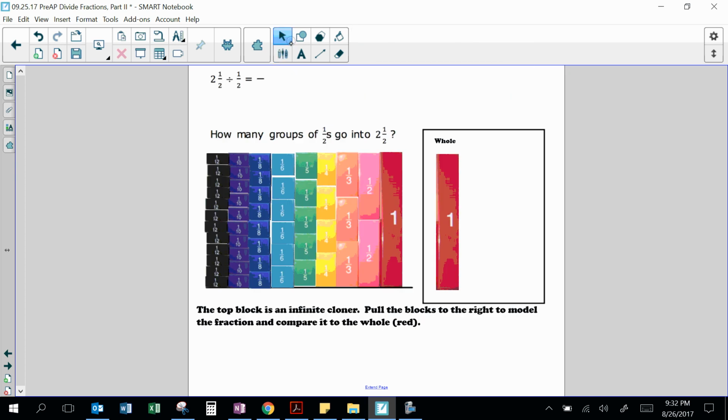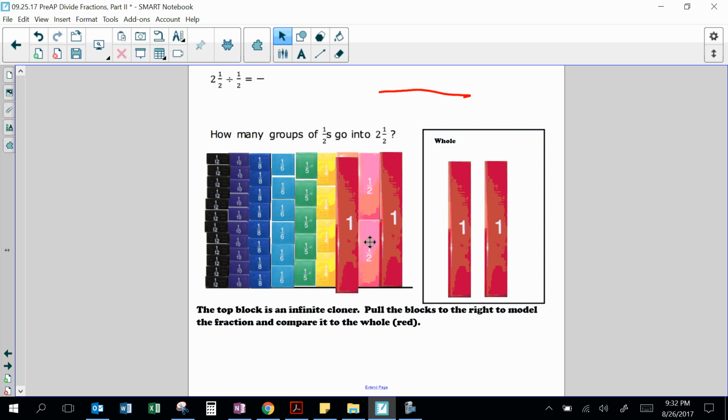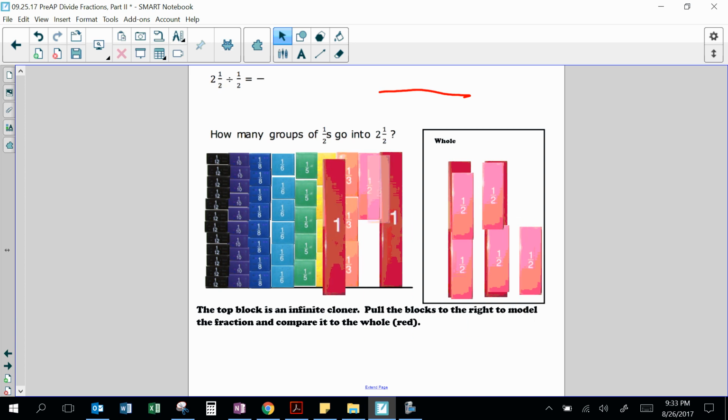So first of all, we need 2 wholes and a half. How many halves go into 2 and a half? Groups of halves. 1 group, 2 groups, 3 groups, 4 groups, and 5 groups. So 5. If I have 2.5 and I divide it into groups of halves, it'll be 5 groups.